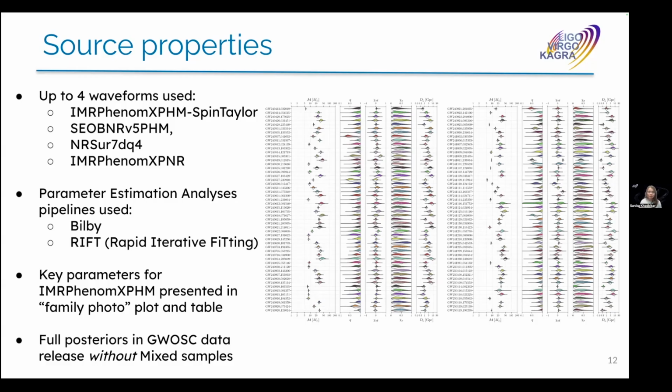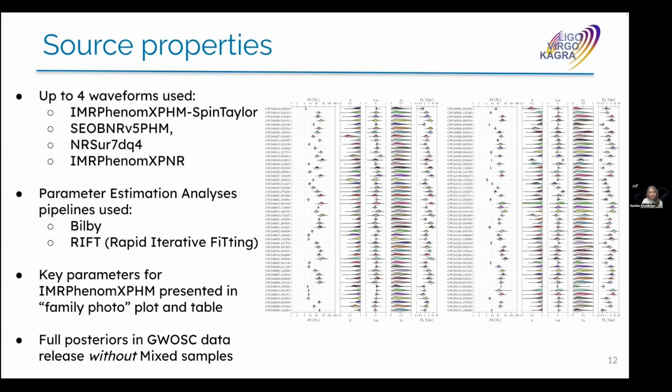The 4 waveform models that we use to do this are IMRPhenom XPHM Spin Taylor, SEOBNR v5 PHM, NRSurrogate NRSur7dq4, and IMRPhenom XPNR. For all purposes, it's written up to 4 waveforms here because we have used the first 2 consistently for all the BBHs that have been analyzed, which are the IMR and the SEOB variants. But wherever applicable, XPNR as well, and wherever applicable, we have tried NRSur7dq4. So those are the different waveform models used.